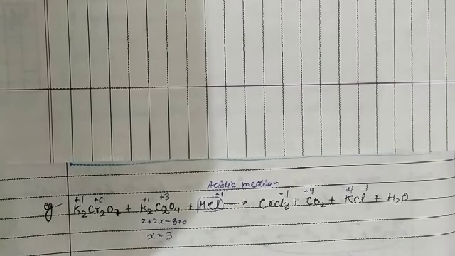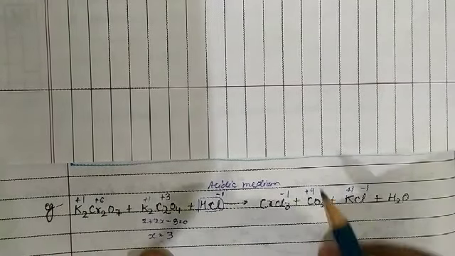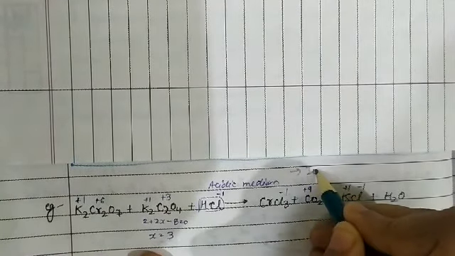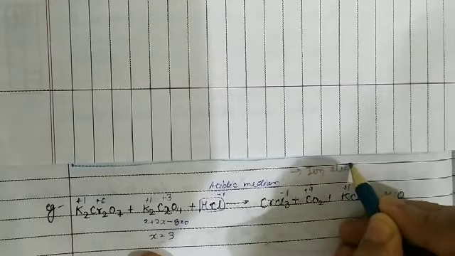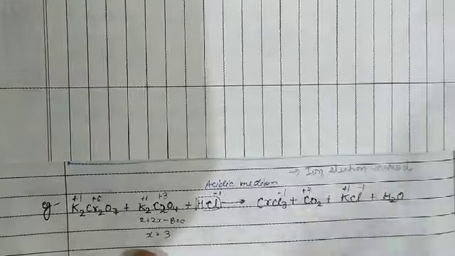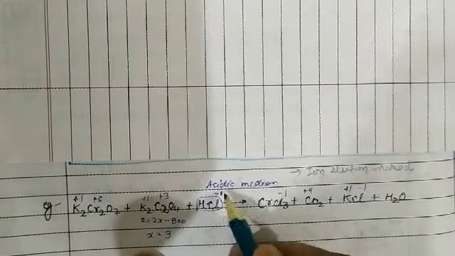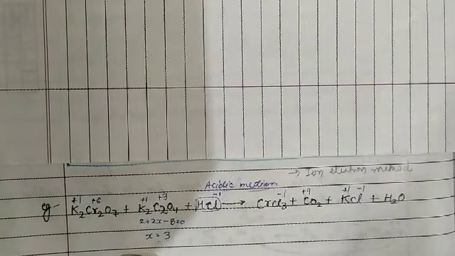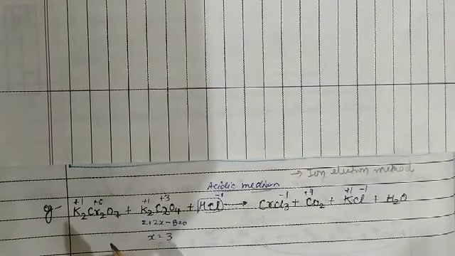See the next question. In the next question again we have to balance the equation by using the ion electron method, and balancing is done in acidic medium. So we are doing balancing in acidic medium. First we will calculate the oxidation number of each element.